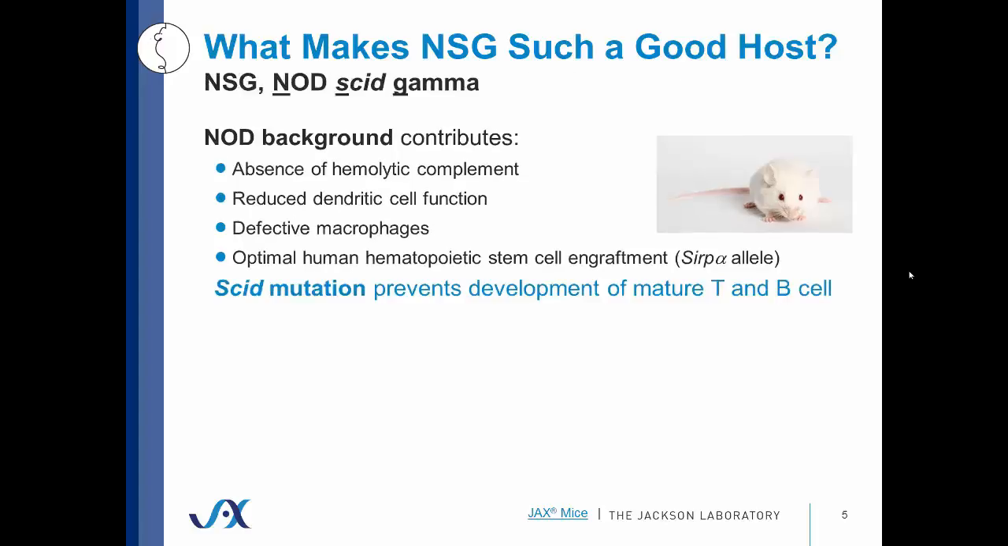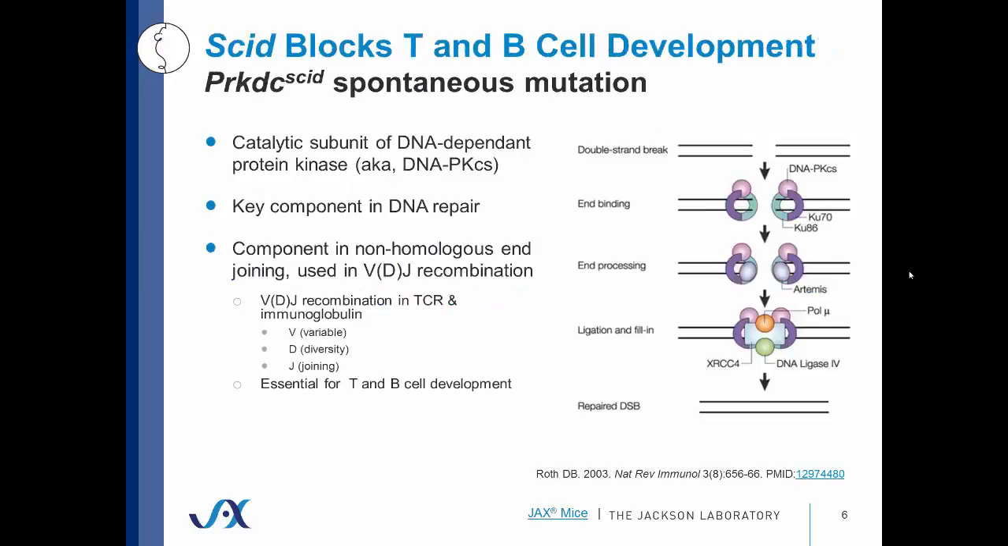So very importantly is the SCID mutation. This is a mutation that prevents the development of mature T cells and B cells. So let's take a moment to see how that works. Alright, so the SCID mutation is actually a mutation in a gene called PRKDC. This is the catalytic subunit of DNA-dependent protein kinase. This is a protein that is a key component of DNA repair.